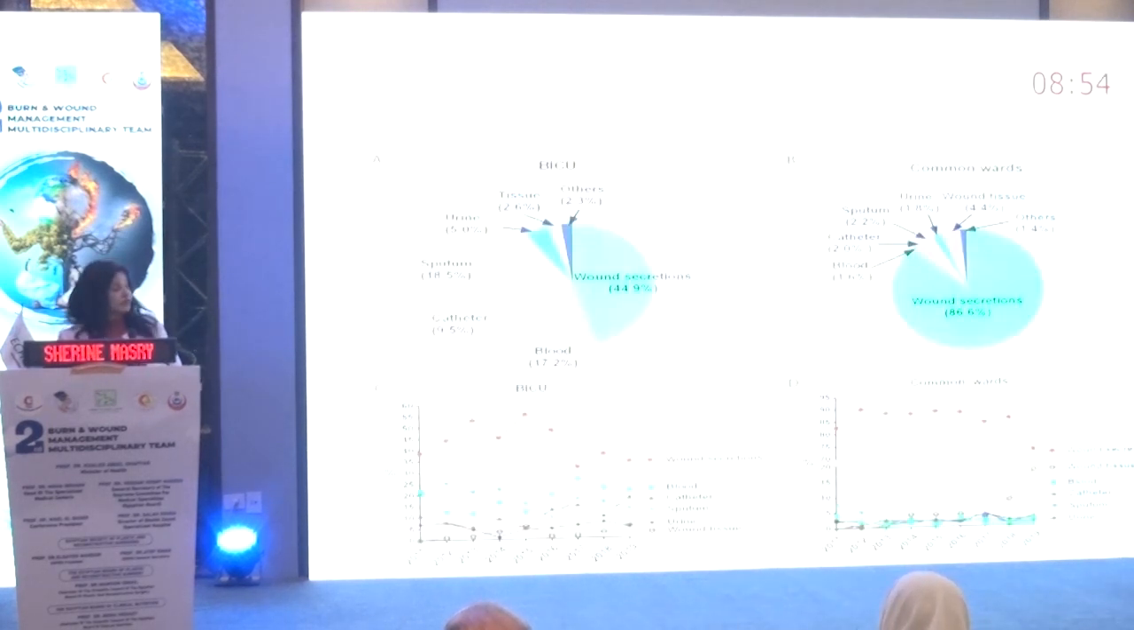And this figure shows the comparison between a regular ICU and a burn ICU. In a burn ICU, the main focus is the burn wound infection. As you can see here, we have more bloodstream infection, more catheter-related infection, more respiratory tract infection and urinary tract infection than the regular ICU.